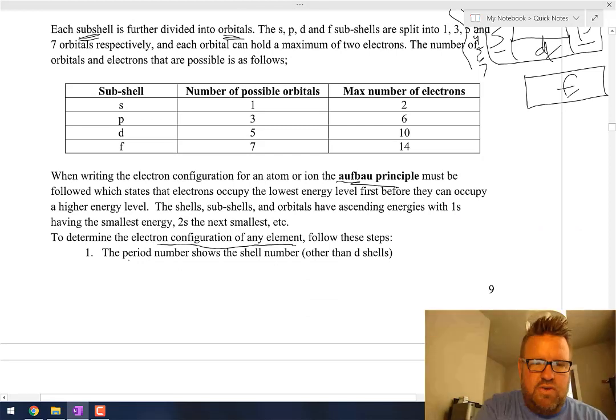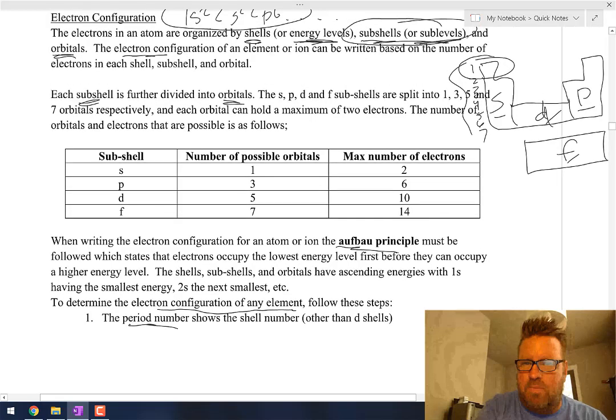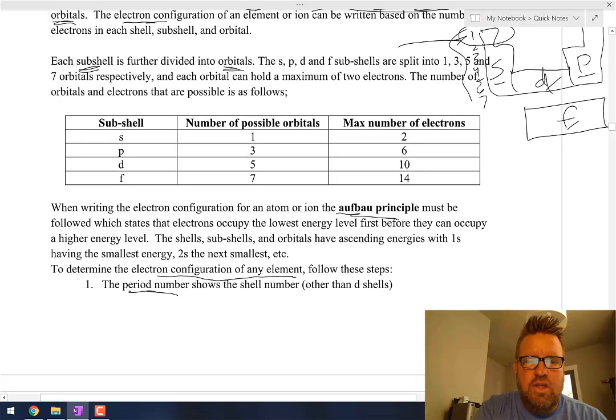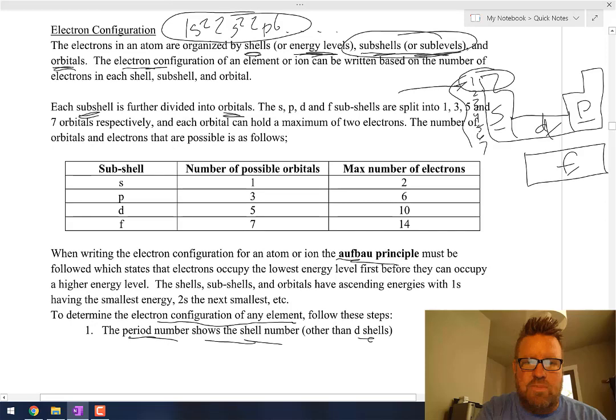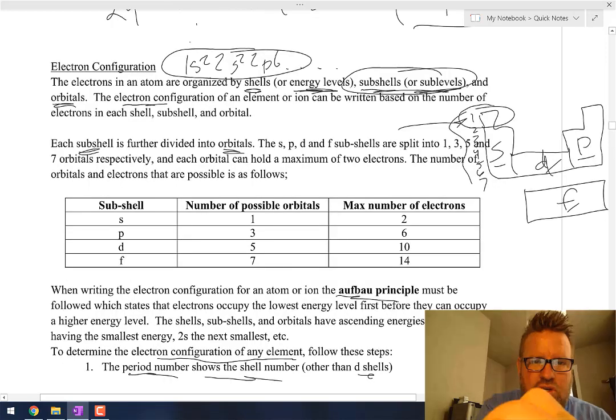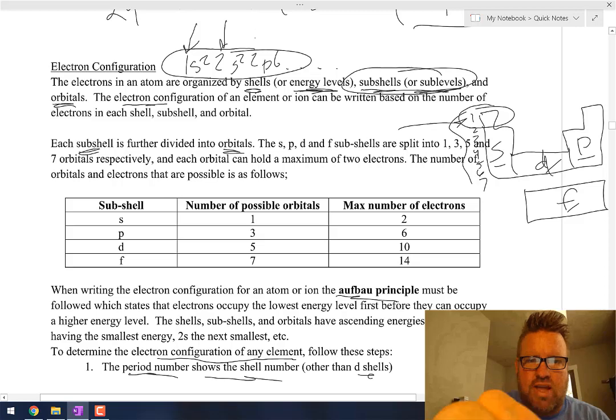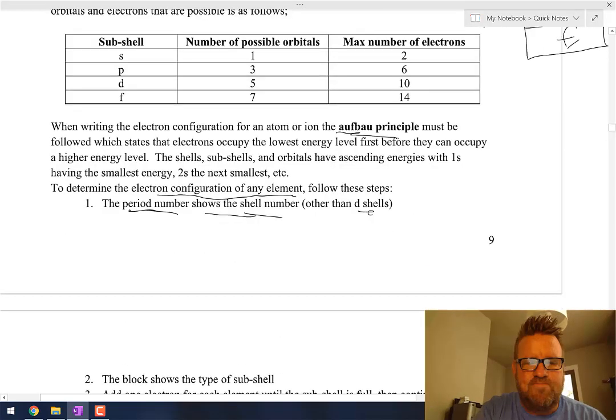So to do this, the first thing is you use the period number. Remember, the period number is that number here on the side, the 1, 2, 3, 4, 5, 6, 7. The period number shows you the shell number other than the D shells. We'll talk about that in just a minute. So for example, when I said 1s2, that 1 was referring to the first shell. The 2 was the second shell. That 2 was also the second shell, etc.